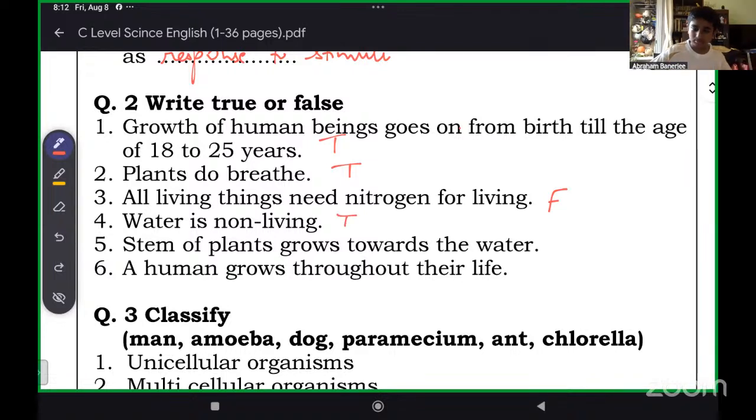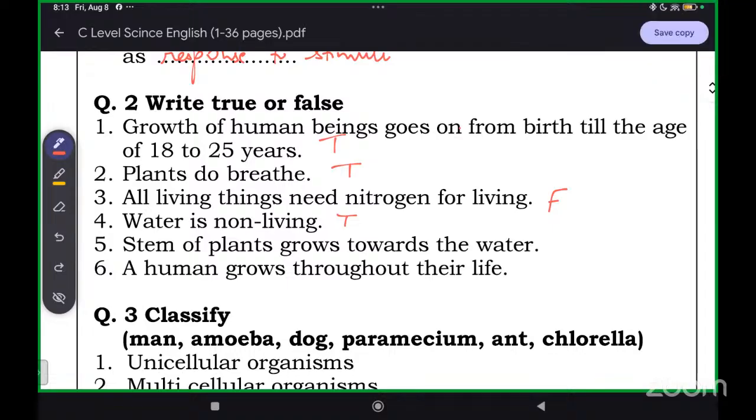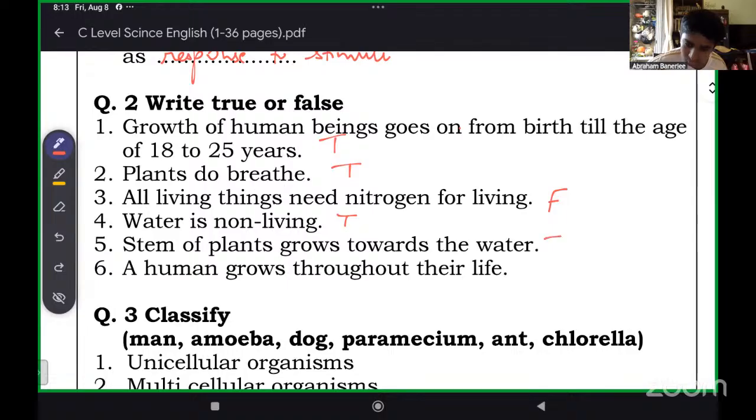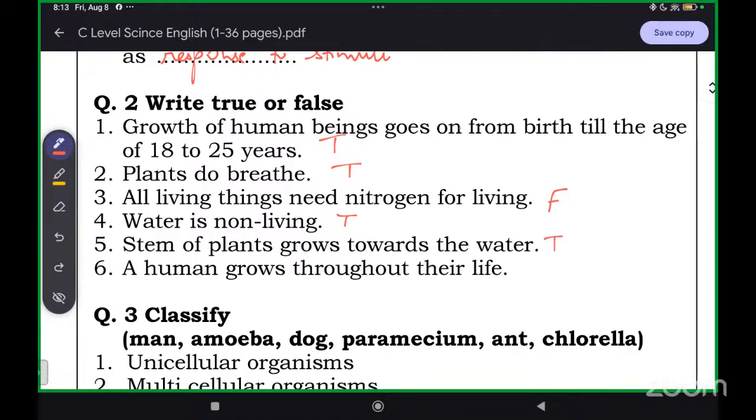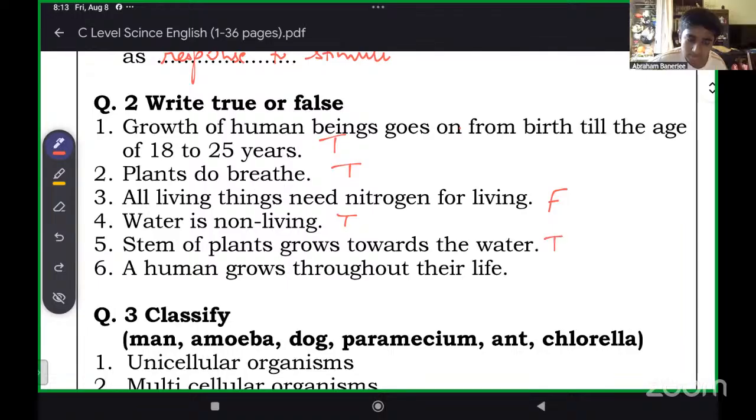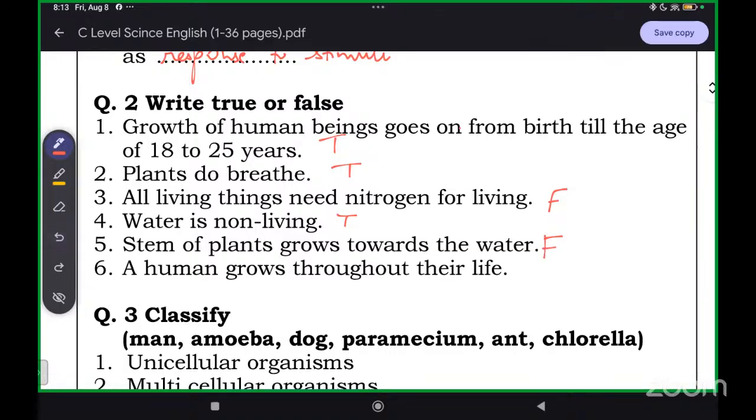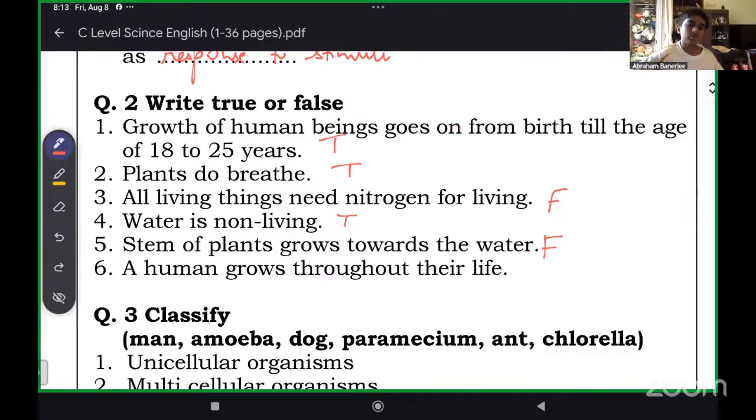Ma'am, true. Stem of plants grow towards the water. True, ma'am. A human grows throughout their life. Is it true or false? Is it false, Abraham? Stem of plants grow towards the sunlight. Okay. Human growth? False, ma'am.